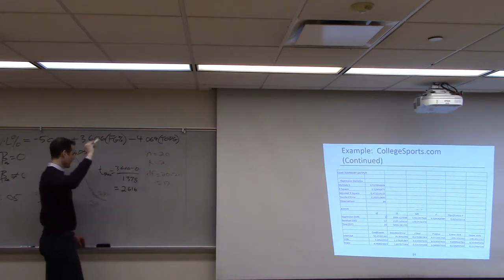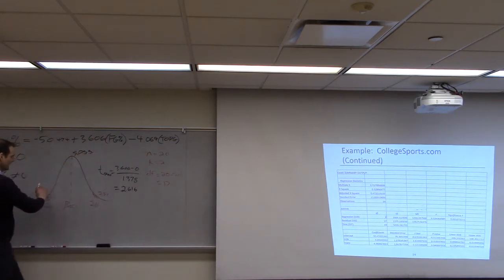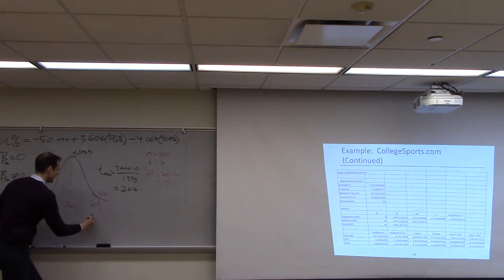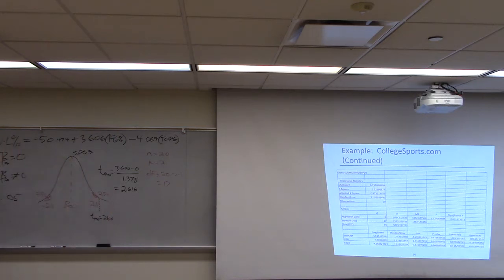Okay, 2.616, let's plot it. It lands right here past 2.11. T-stat equals 2.616. What is our decision? We reject the null hypothesis and we assume the alternative hypothesis.